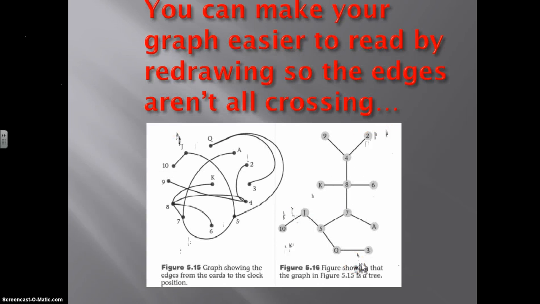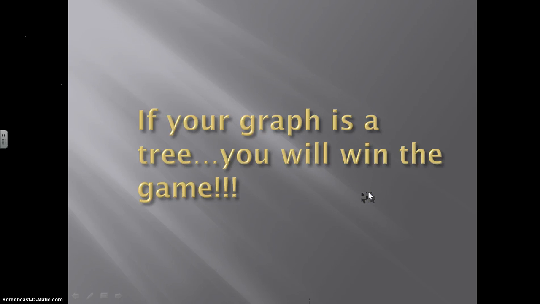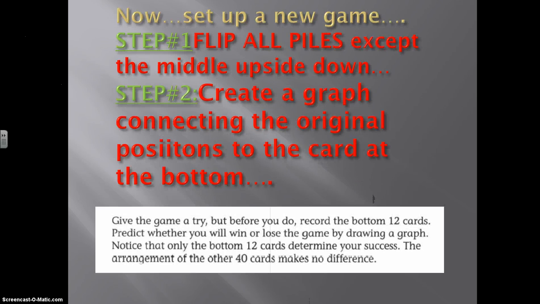When you're done, you should get a graph that looks like this, and it's kind of hard to look at because all these edges are on top of each other. So all they did was redraw it. They looked for which vertex had the highest degree, which was 8, put it in the middle, and then expanded out from there. Notice that your graph has no cycles and it's connected. So this is a tree. And what we learned is if our graph is a tree, we will win the game.